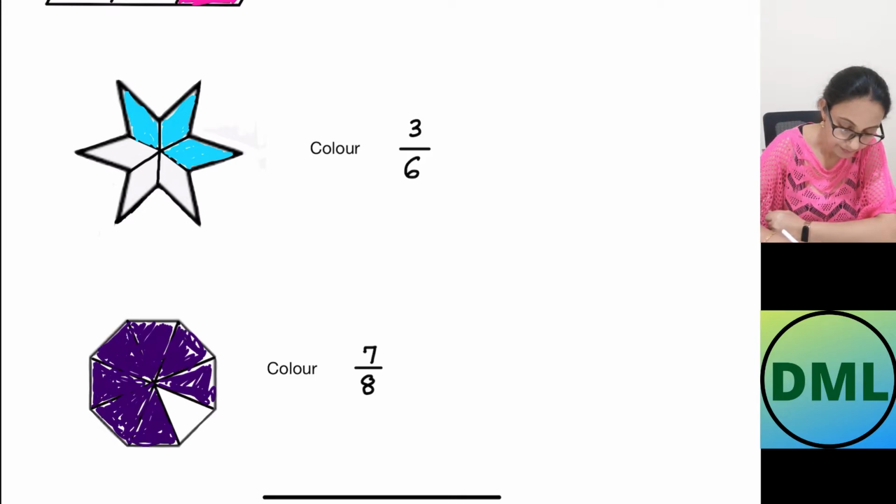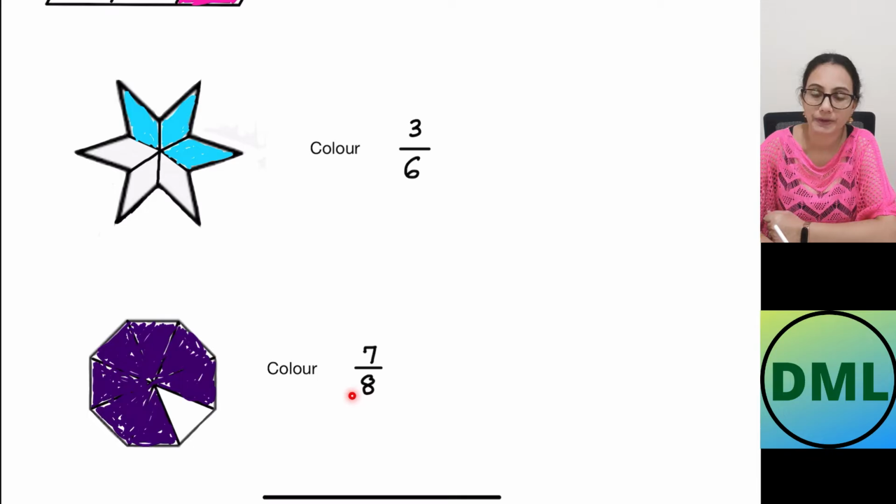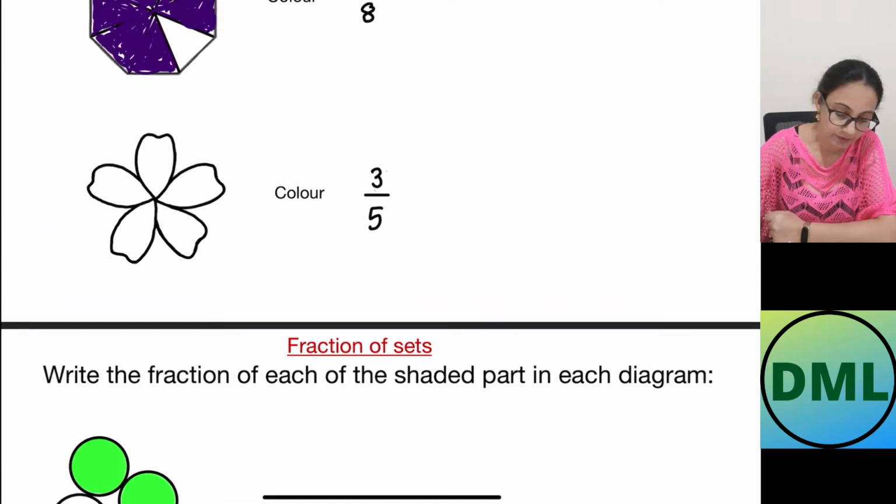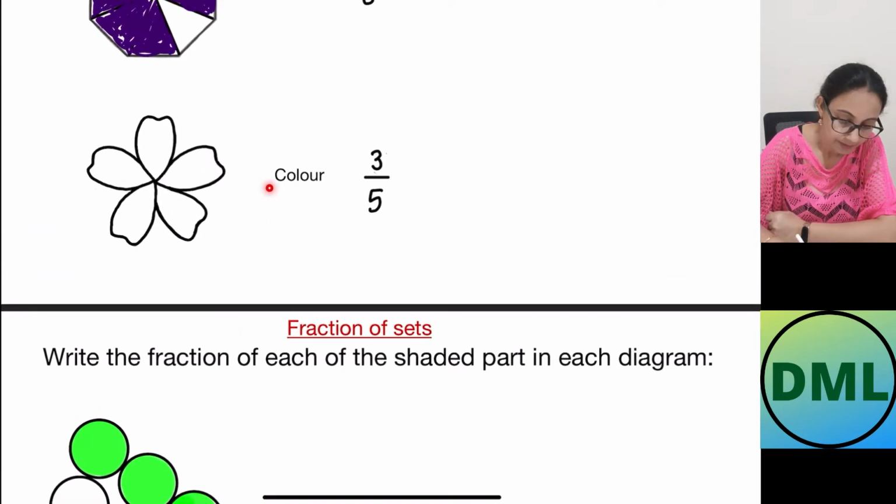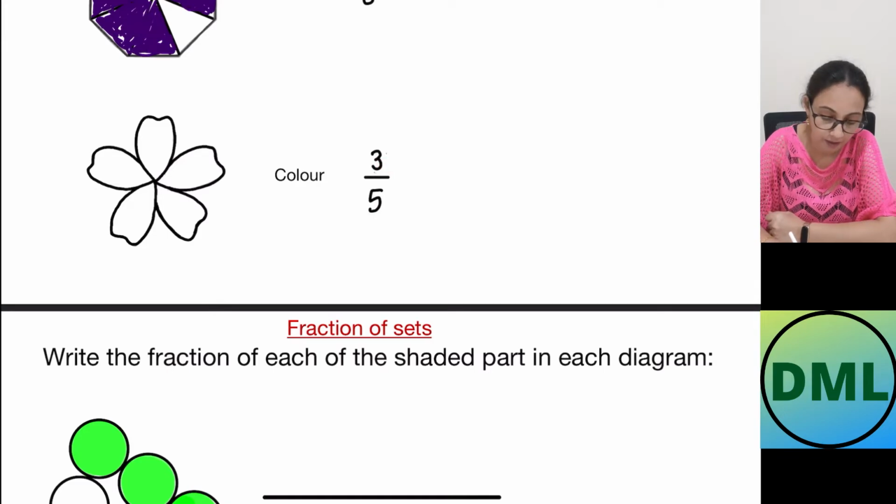So I'm done with my coloring. So I shaded 7 parts out of 8 parts. Now let's see one more example. Color 3/5 out of 5 parts. 1, 2, 3, 4, 5 parts. How many parts do I have to color? I have to color 3 parts.